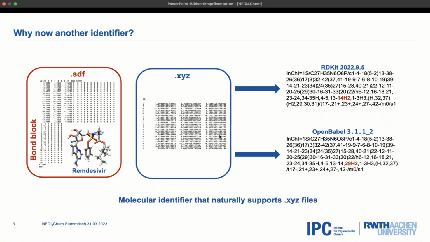And what we see, for example, if we have only an XYZ file, as is the standard in theoretical chemistry, if I use different XYZ to SDF file converters, in the end, I might get a different InChI. And this is a bit problematic for us, because if we want to combine our data with other computational groups, then we might not find all duplicates in the end. So for us, it was important to get an identifier that naturally supports XYZ files.